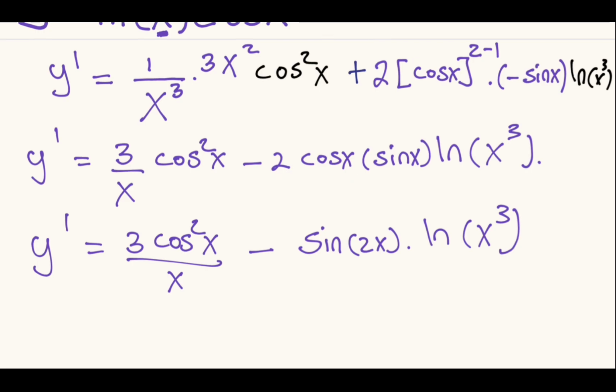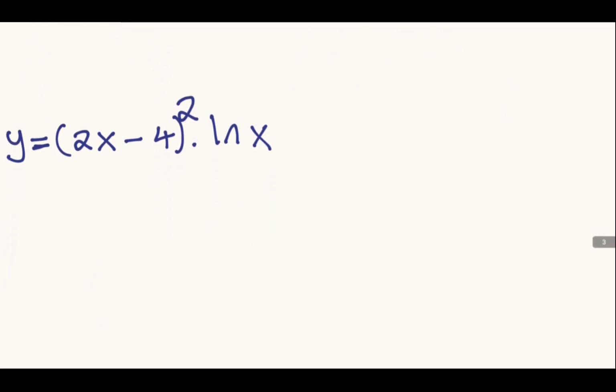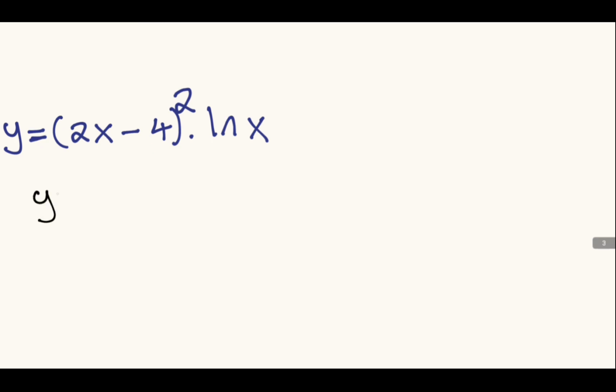Moving on to the last question, we have y is equal to 2x minus 4 raised to the power 2 multiplied by ln of x. So according to the product rule, we have to differentiate first the 2x minus 4 raised to the power 2, and we multiply it with this ln x. Later on, we differentiate this ln x and we multiply it with 2x minus 4 raised to the power 2.